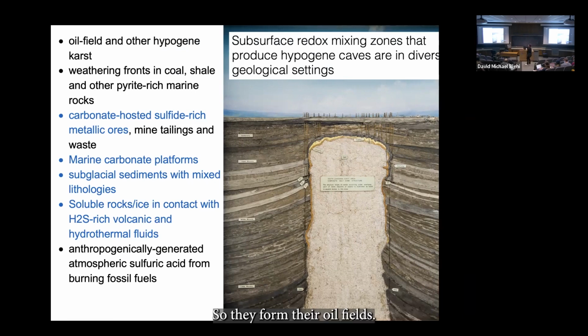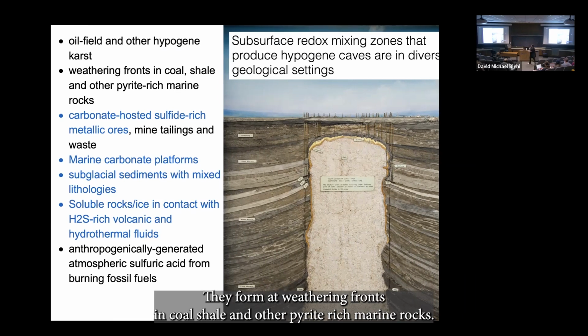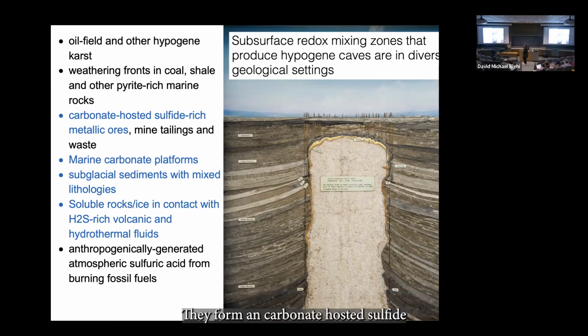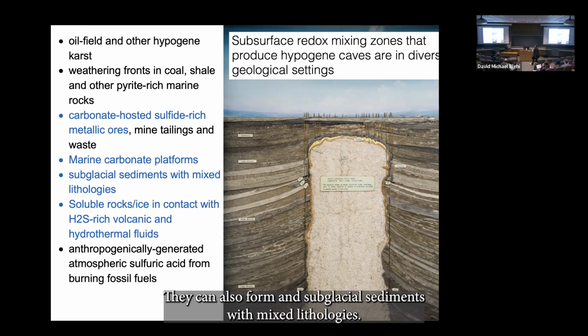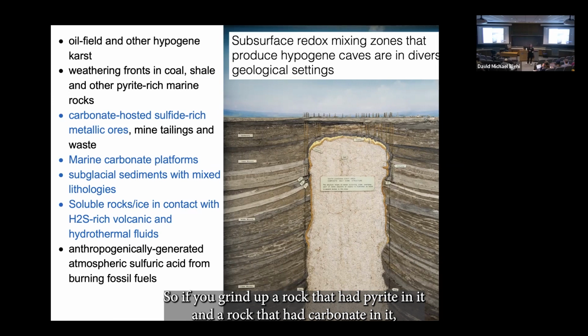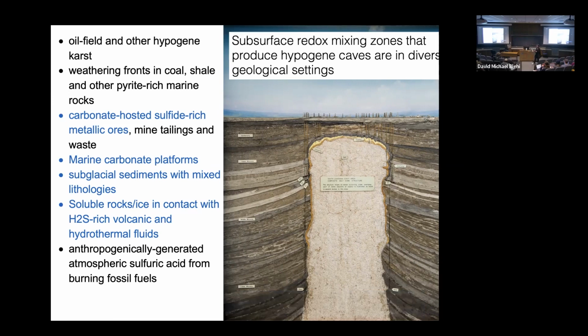So they form near oil fields. They form at weathering fronts in coal, shale, and other pyrite-rich marine rocks. They form in carbonate-hosted, sulfide-rich metallic ores like Mississippi Valley type deposits. They form in marine carbonate platforms. They can also form in subglacial sediments with mixed lithologies. So if you grind up a rock that had pyrite in it and a rock that had carbonate in it, you can form a cave that way.